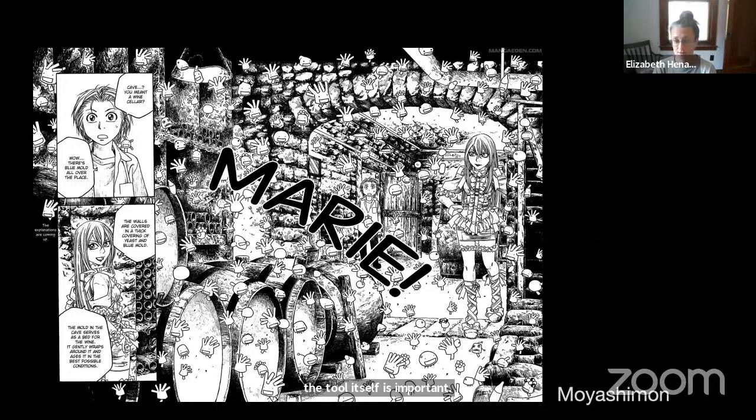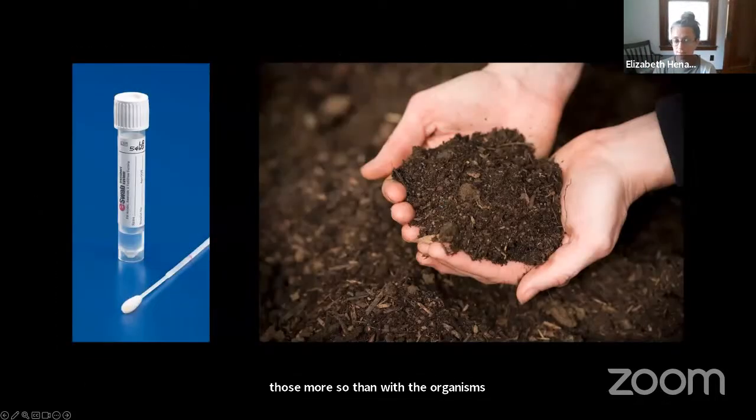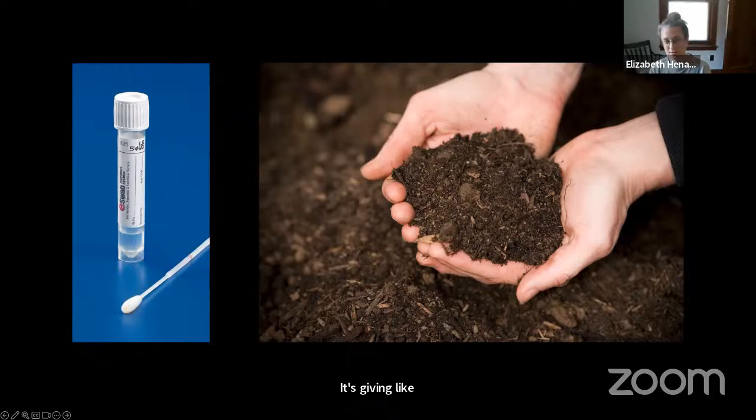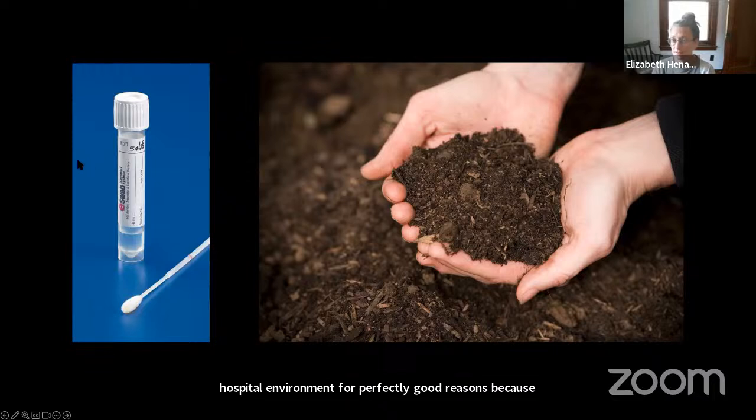And it's important because we're not able to see microbes in the environment. And so the relationship that we have is with the tools that we have to be able to perceive those more so than with the organisms themselves. And this is meaningful because the tools are going to mediate different kinds of relationships depending on their design. So if we see the swab here on the left, it's giving contamination, sickness, hospital environment for perfectly good reasons, because it is a clinical tool designed to be used in a clinical environment.